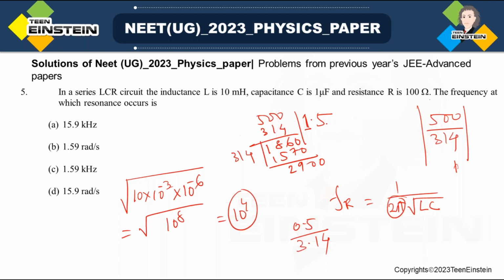And this will go with 9. Okay, it will go with 9. So 1.59 into 10 to the power 4, that means I can write 15.9 into 10 to the power 3, and this is kilo, so this is hertz. So 15.9 kilohertz will be the right answer for this question. Okay, 15.9 kilohertz.